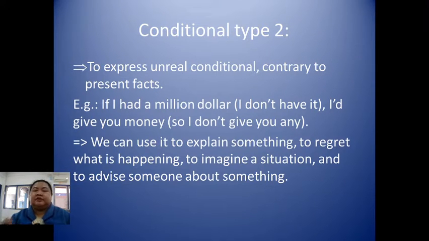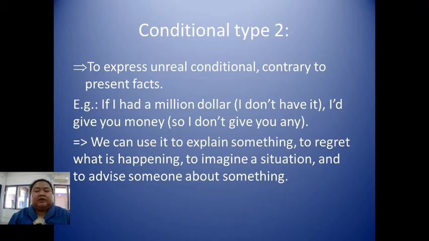And I also add here something from your book. We can use it to explain something, to regret what is happening, to imagine a situation, and to advise someone about something. Okay, let me give you a brief example of how to use this. To imagine something or to regret what is happening, you can go with this example. Like if I had $1 million, you would use that to imagine a situation or to regret what is happening, because you cannot give money to the person, or to imagine a situation where I have $1 million.